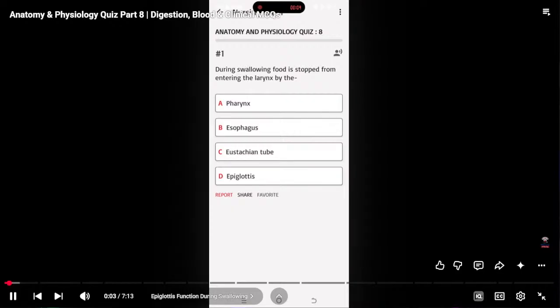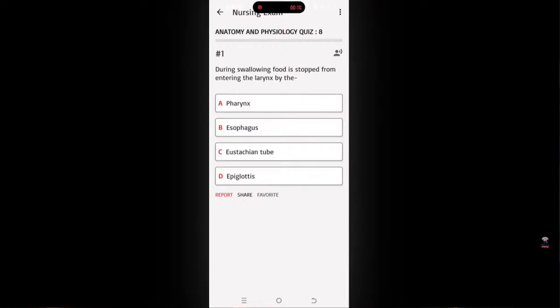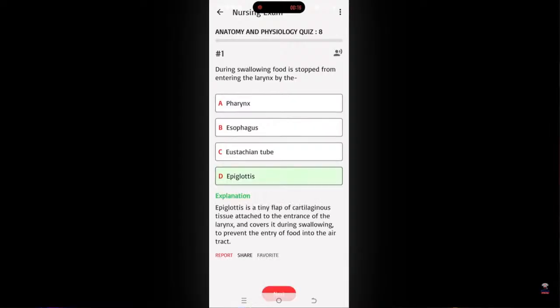During swallowing, food is stopped from entering the larynx by the: A. Pharynx, B. Esophagus, C. Eustachian tube, D. Epiglottis. Correct answer. Epiglottis is a tiny flap of cartilaginous tissue attached to the entrance of the larynx, and covers it during swallowing, to prevent the entry of food into the air tract.